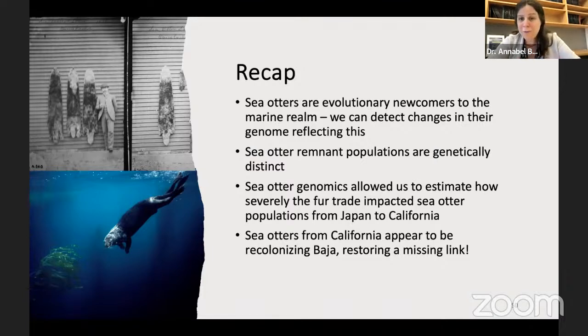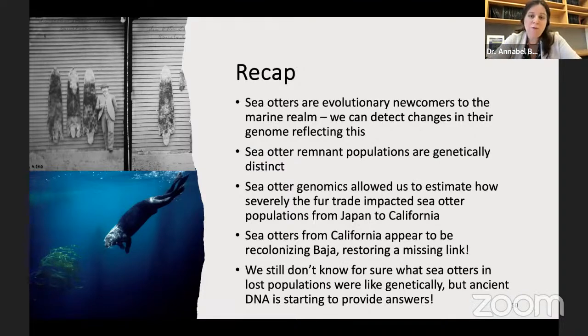It seems like sea otters from California might be heading down to Baja, restoring a missing link under their own steam, which is pretty amazing. And we still don't know for sure what sea otters were like in those lost populations, those missing links, genetically, but ancient DNA may be starting to provide some answers and clues.